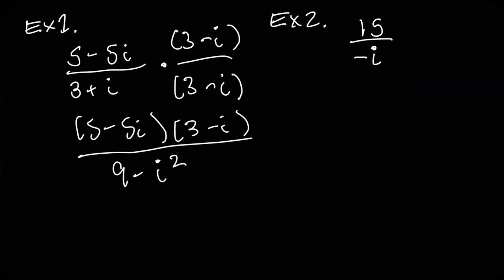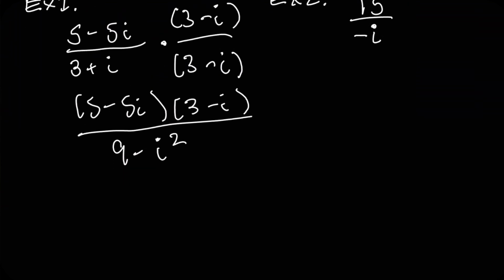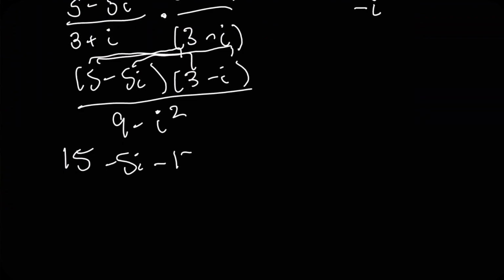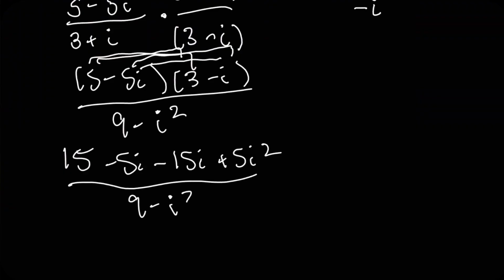So now let's further simplify as much as we can. We'll multiply out the top, which will give us 5 times 3, so 15. 5 times negative i, which will give us negative 5i, and then negative 5i times 3, which will give us negative 15i, and then finally negative 5i times negative i will give us positive 5i squared, all divided by 9 minus i squared.